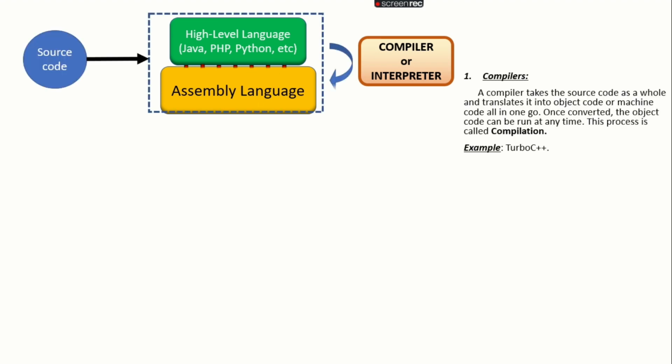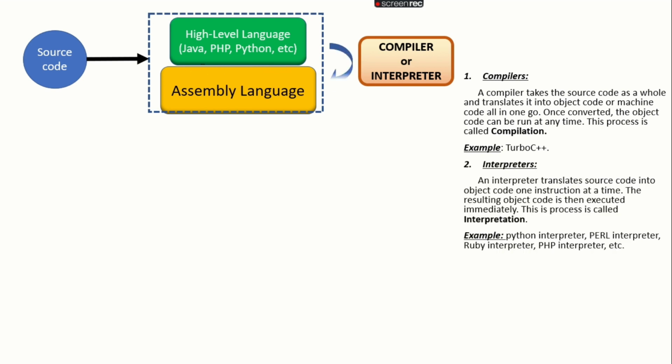A compiler takes the source code as a whole and translates it into object code or machine code all in one go. Once converted, the object code can be run at any time. This process is called compilation. Means the whole program is directly converted into object code at a time and you can run it anytime to see the output. But what about the interpreter?